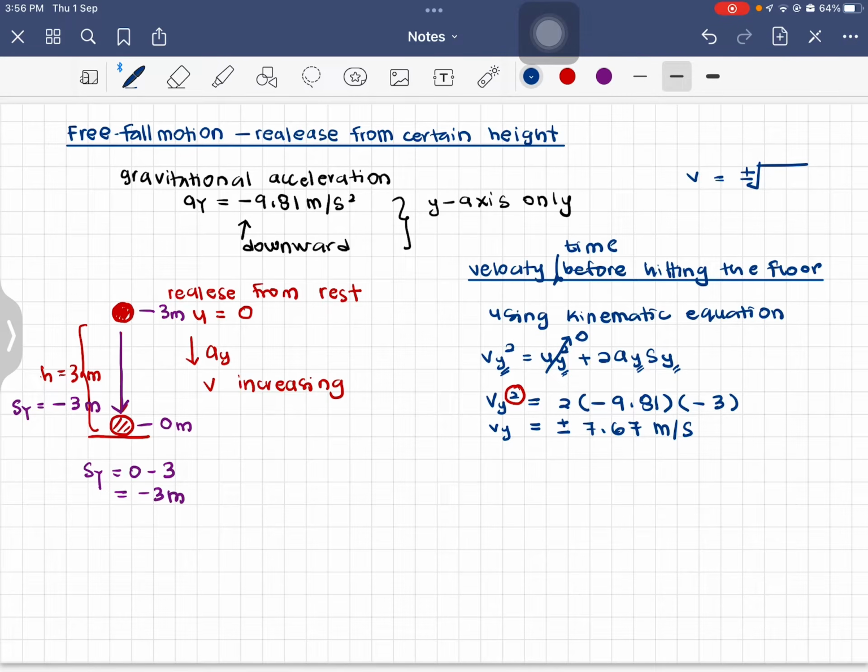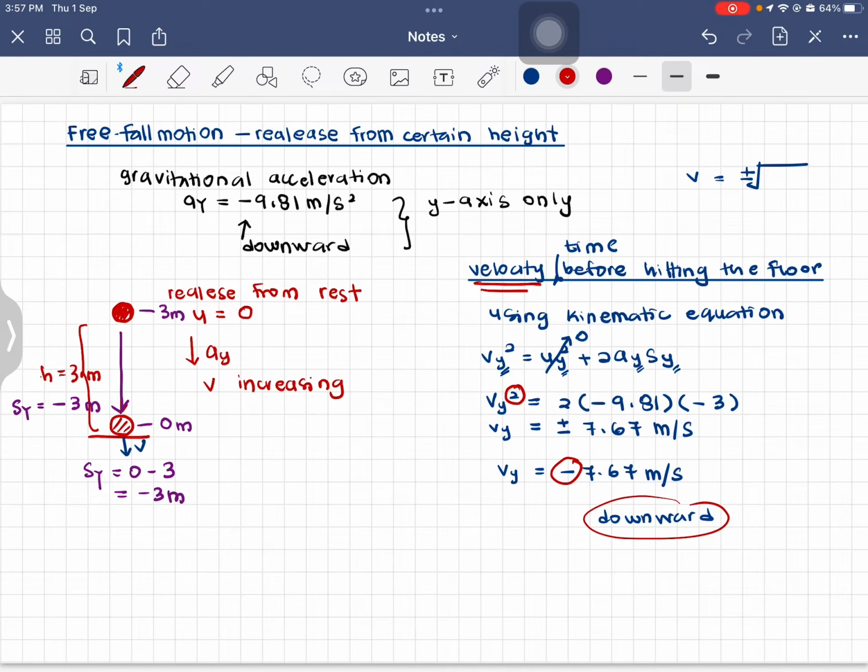But if we look at the movement, it shows that at this point, the velocity before it hits the floor is downward. This means you have to take your Vy as negative 7.67 meter per second, or you can say that your velocity is downward. If one of these, negative or downward, is missing, it is considered wrong, because it is velocity. It needs direction and also magnitude.